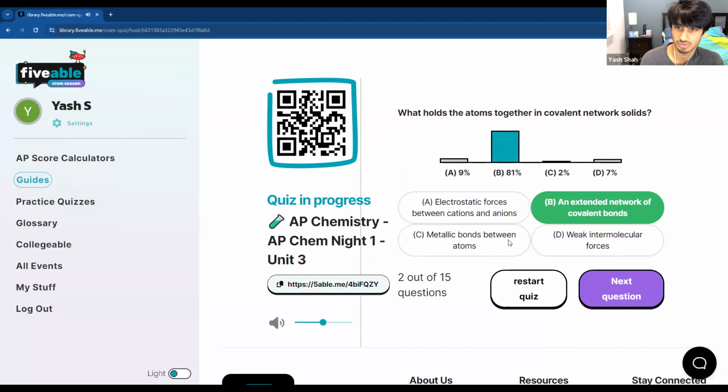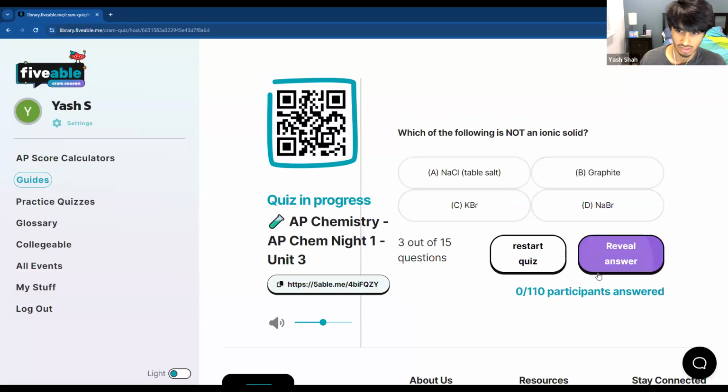Seems like you guys did good on this one too. Covalent network solids, remember that's your diamond, your silicon dioxide. It's just a huge network of covalent bonds holding everything together. Electrostatic forces, A, is referring to ionic compounds. And another commonly selected answer is D, weak intermolecular forces. That's referring to molecular covalent compounds. Covalent solids don't have ions. That is correct. These are more like content questions.